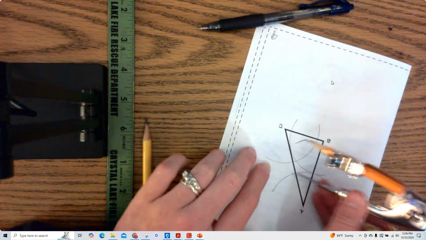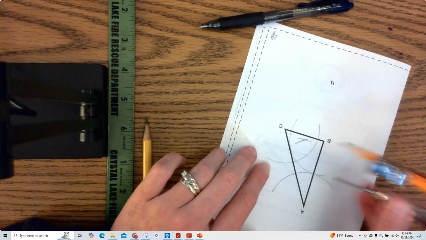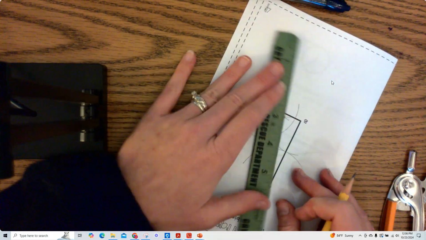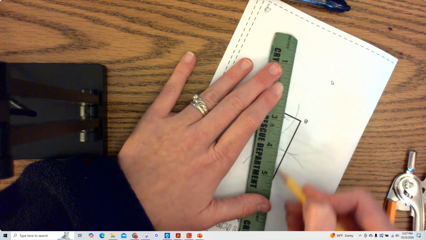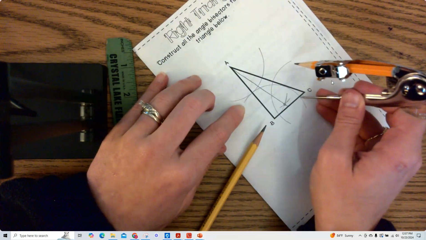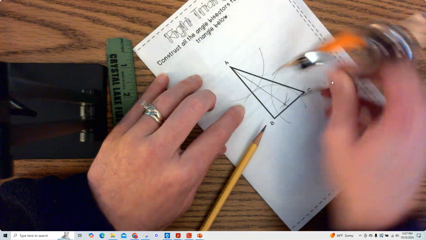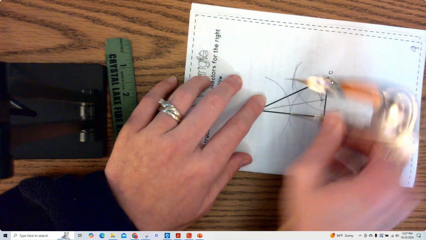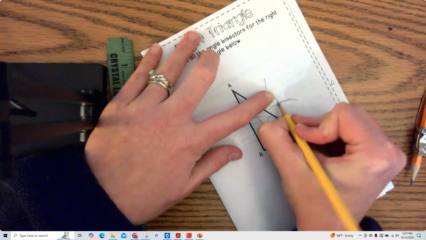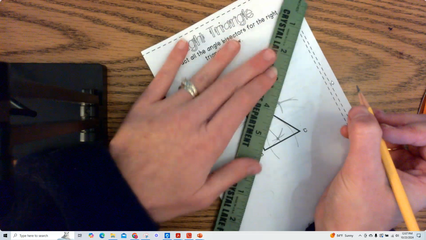So for A, from there and there, hard to tell. Connect it back to A. And then B, this was my arc for B here. Two arcs, so there's where they cross. Connect it back to B.